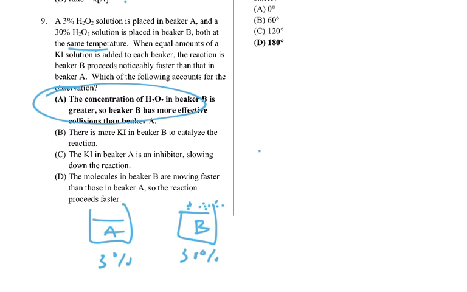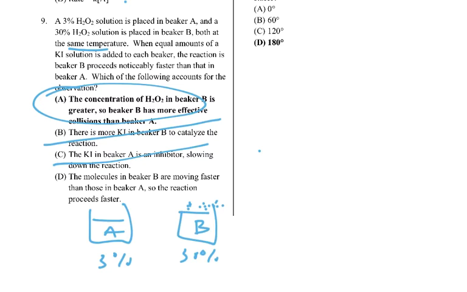There's more KI in beaker B. No, that's not true because they said they put the same amount in each one. The KI in beaker B is an inhibitor, slowing down the reaction. There's no reason to think that. Okay, if it's going to do the same thing in both of them, it would inhibit both.